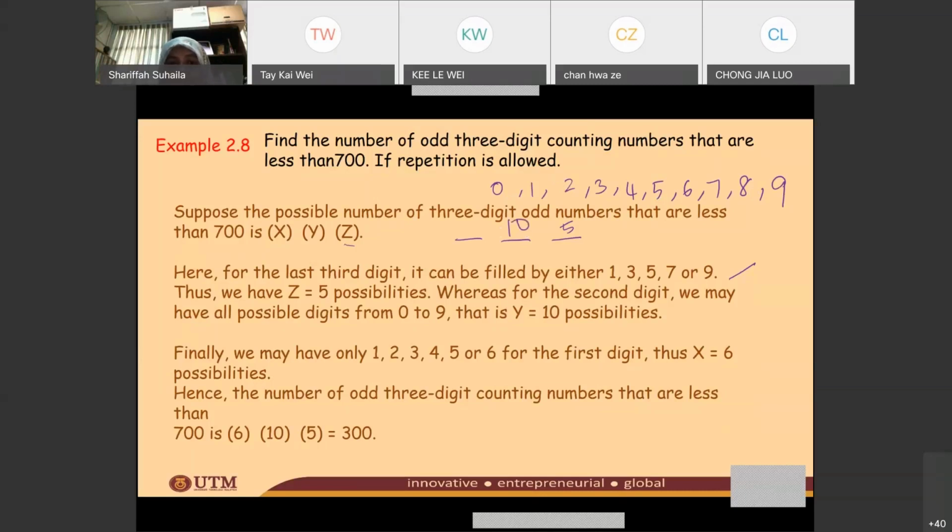Okay. So the first one must be less than 700. So less than 7. Ini 7. So it can be either 6, 5, 4, 3, 2, 1. Okay. Kenapa tak 0? Sebab first digit takkan nak letak 0. Kalau 0 kat depan, maksudnya dia akan jadi 2 digit. Okay, because you want 3 digit. So that means you only have 6, 5, 4, 3, 2, 1. So that's why in the first place you have only 6 choices. So 6 times 10 times 5, which is you have 300.